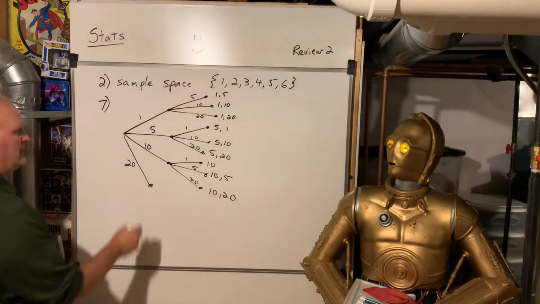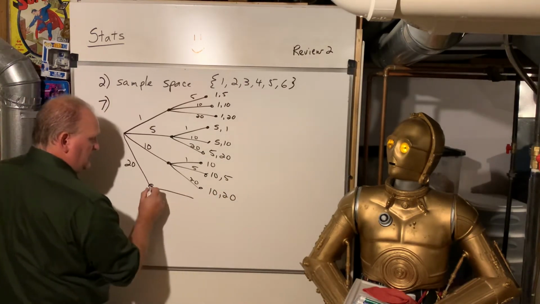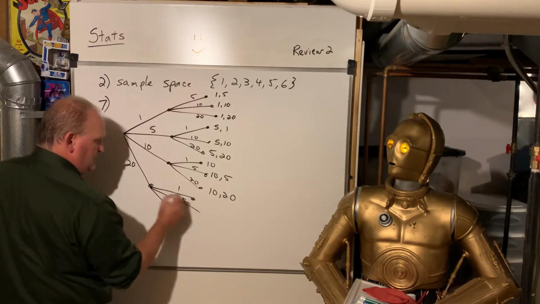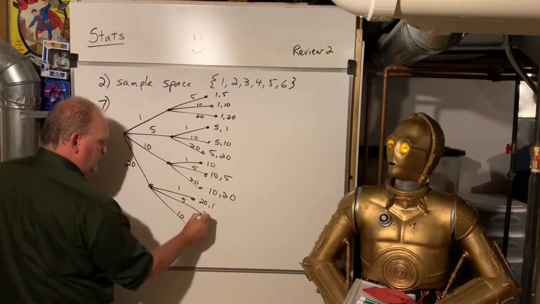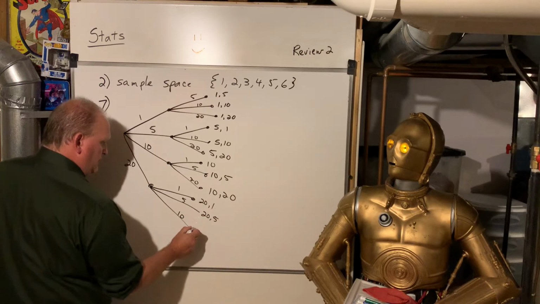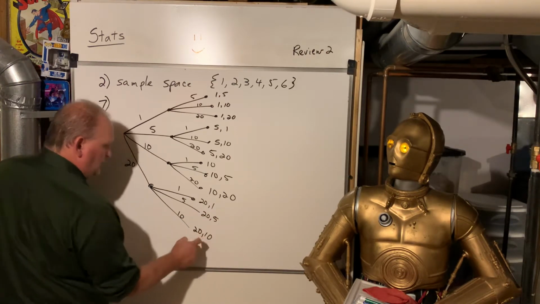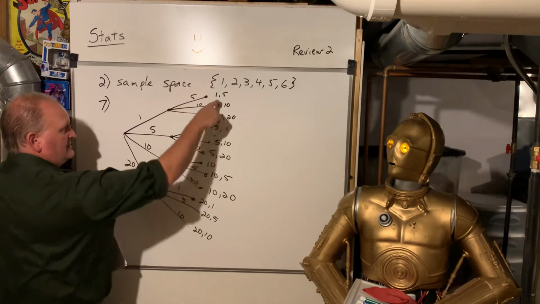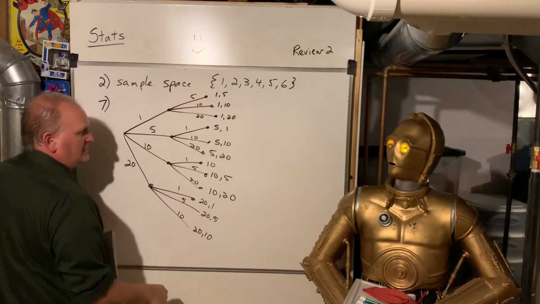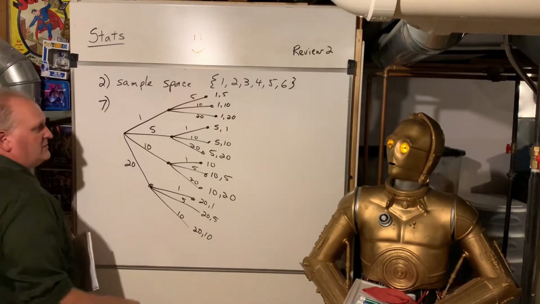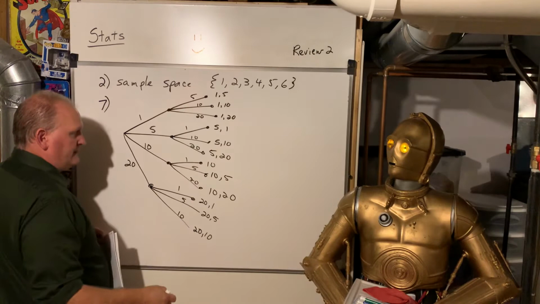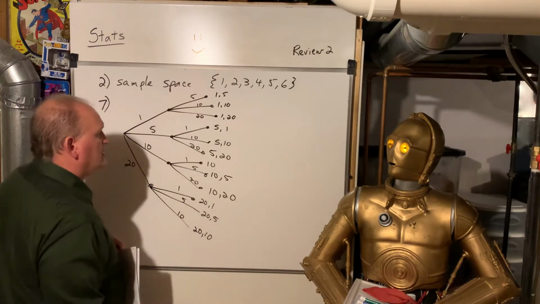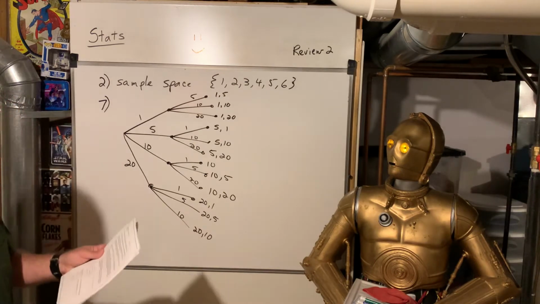Okay, and then the last one, what if I get a 20 first? Well, then I could get a 1, a 5, or a 10. So 21 or 25 or 20 and a 10. So $30 is the most that you could get out of this deal, and $6 is the least amount, and then everything else is kind of in between, right? There's $6 again, and there's $30 again, but the max is 30 and the least is 6.